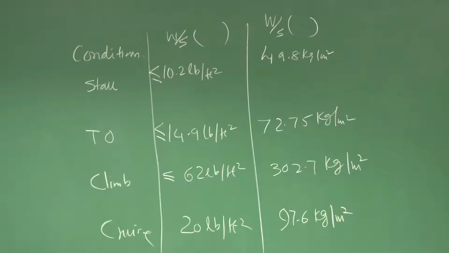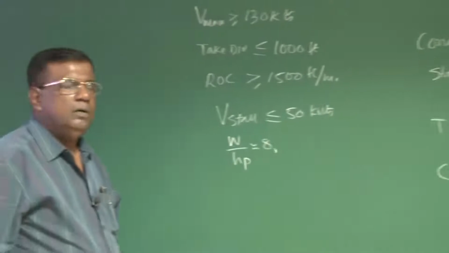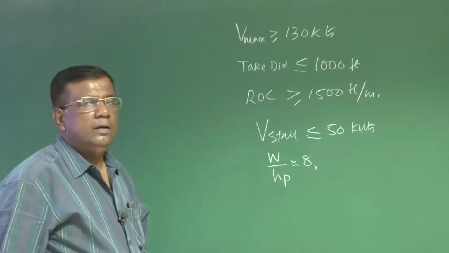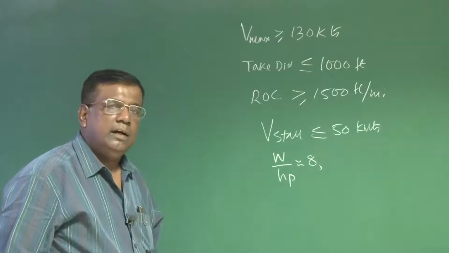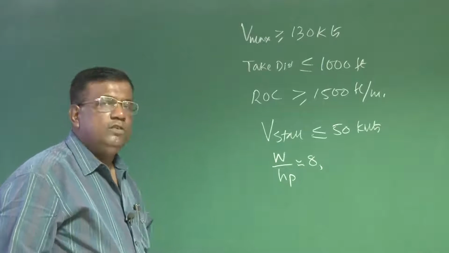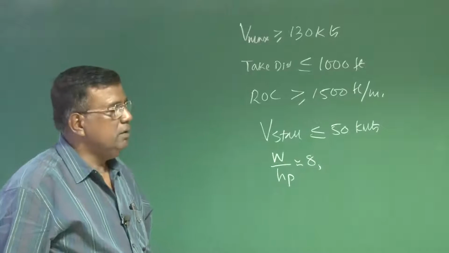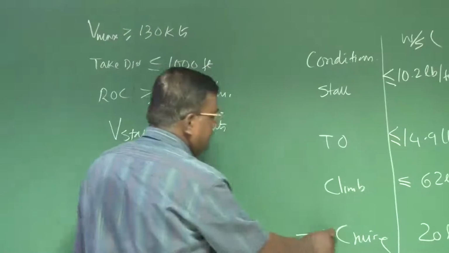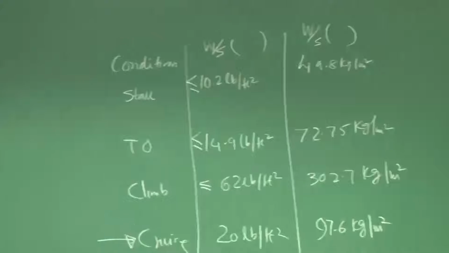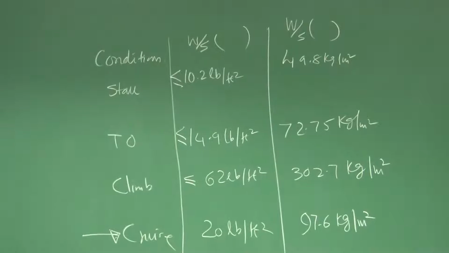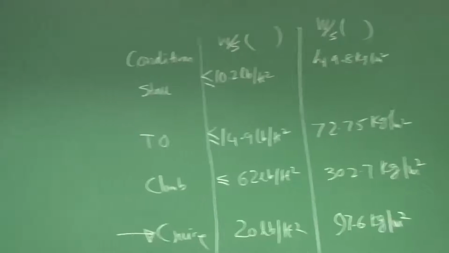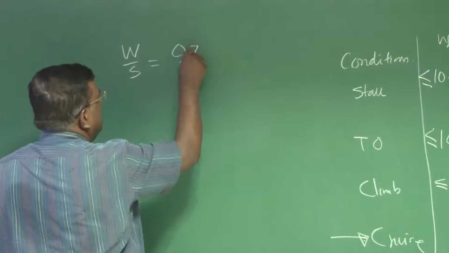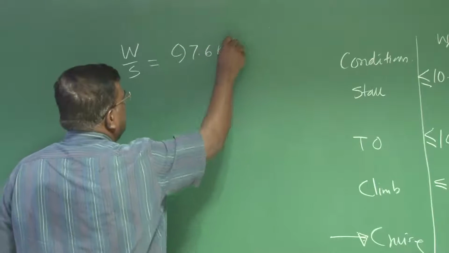That's why I was telling, first of all, we should know what type of aircraft we are designing. If it is an aircraft which has range as the most predominant thing, then I will give more weightage to the cruise conditions. And let us say I give weightage to the cruise condition. It tells me that W by S should be around 97.6 kg per meter square.